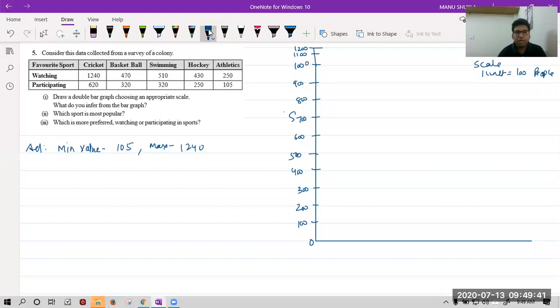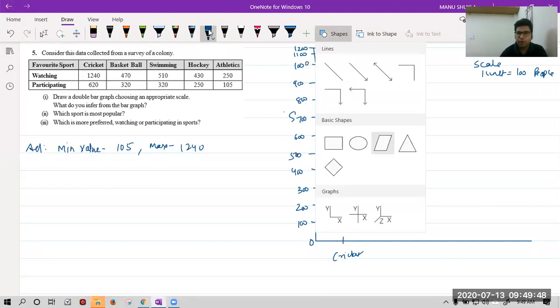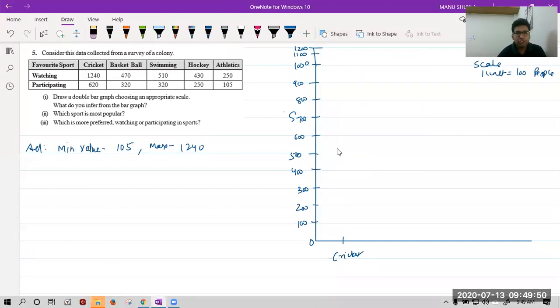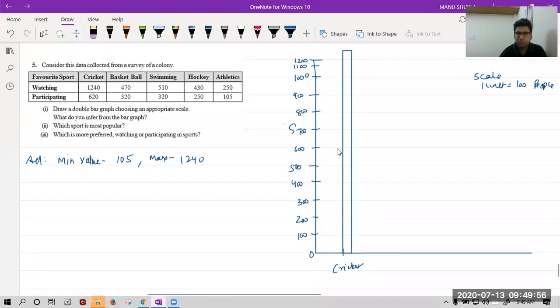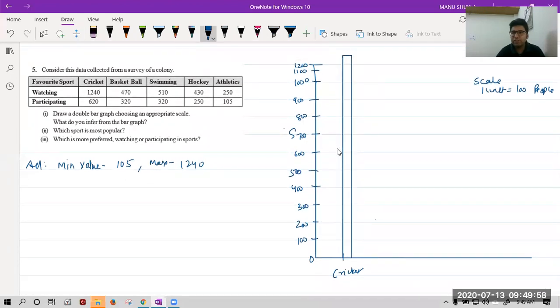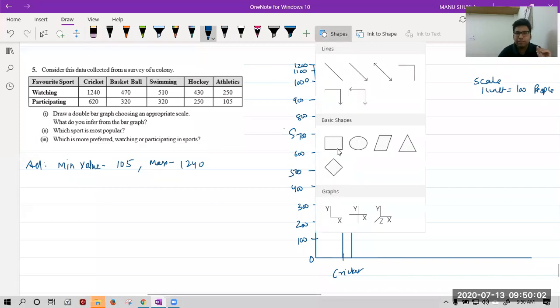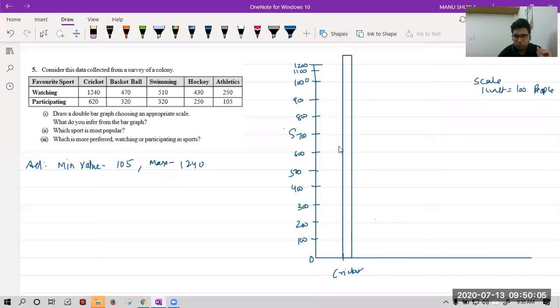Now we have to make a double bar graph for cricket. Very simple. Write cricket over here and take a bar. The first value is 1240. That value is not marked on our scale, so the bar will go above this, somewhere here. Okay, the first bar. And the second will be 620, like this. 620 will be more than 600, somewhere here.